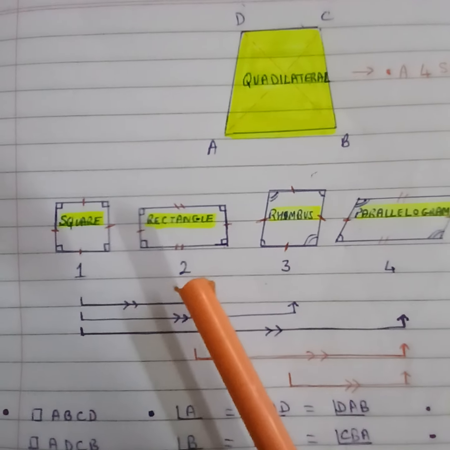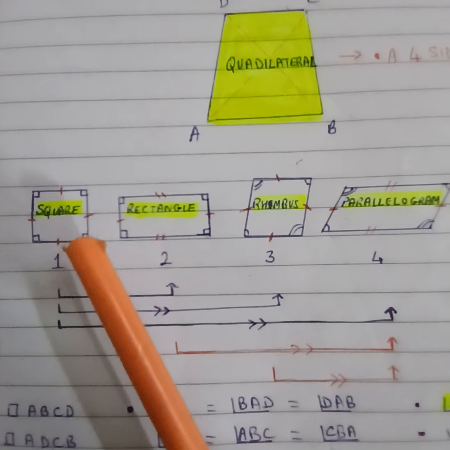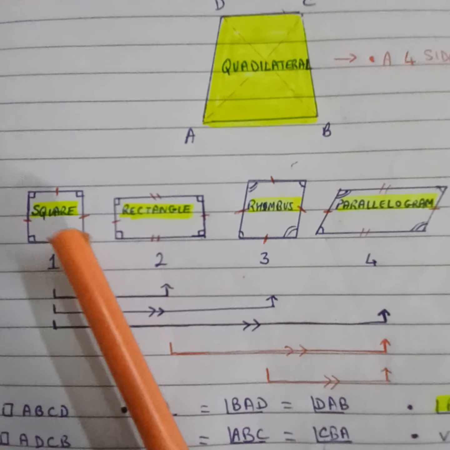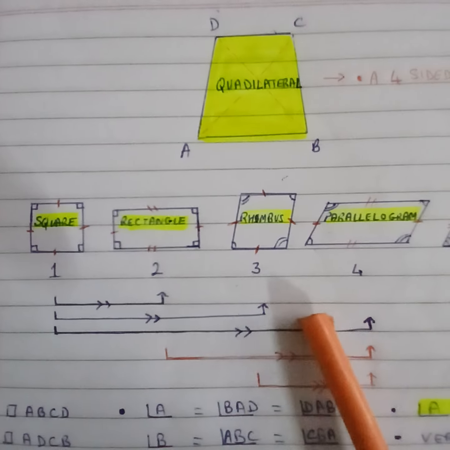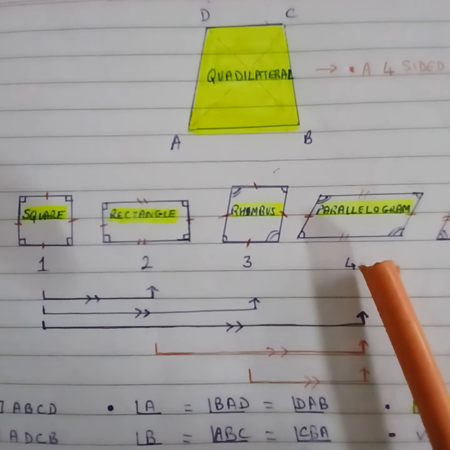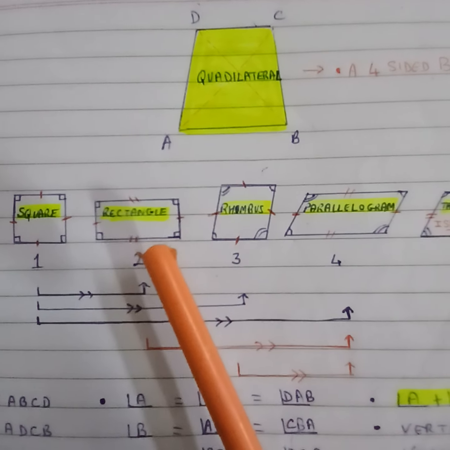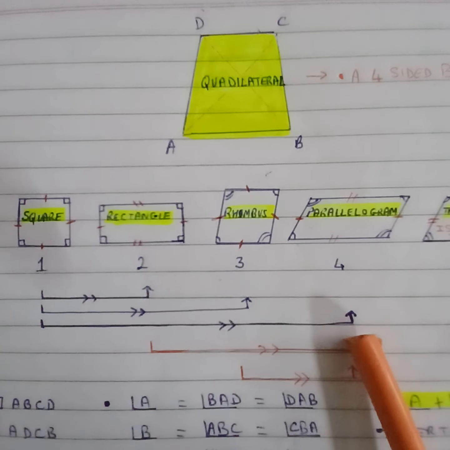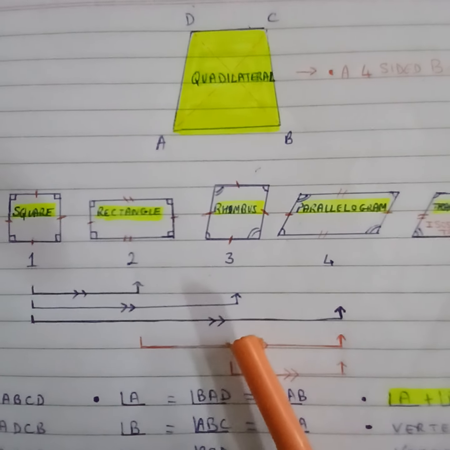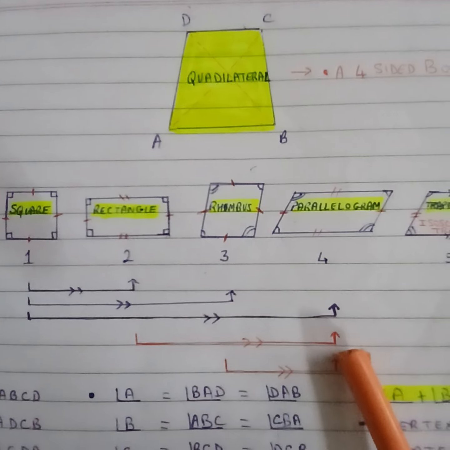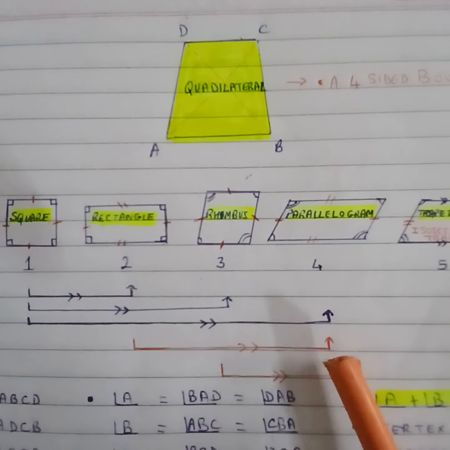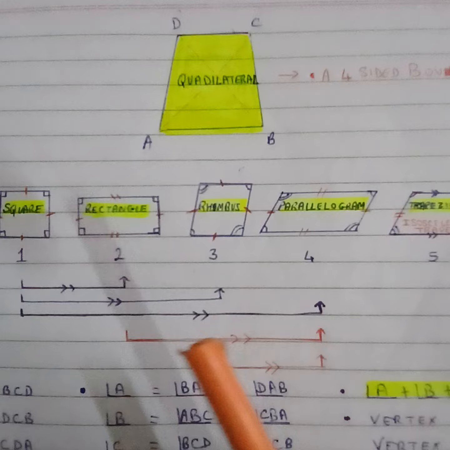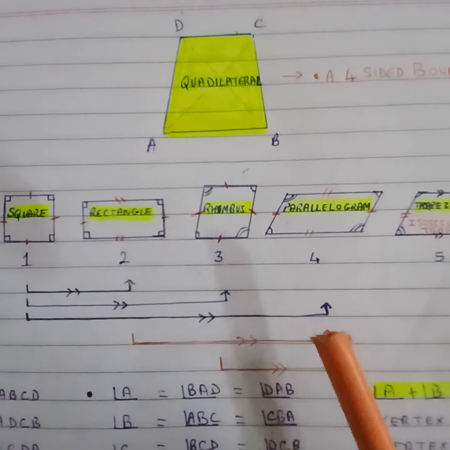A square is a rectangle. A square is a rhombus. A square is a parallelogram. A rectangle is a parallelogram. Rhombus is a parallelogram. A parallelogram is not a rhombus. A parallelogram is not a rectangle. A parallelogram is not a square.